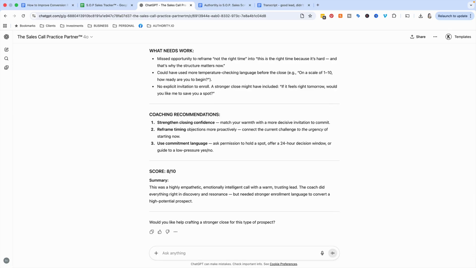Reframe timing objections more proactively. Connect the current challenge to the urgency of starting now, and use commitment language. Ask permission to hold a spot, offer a 24-hour decision window, or guide to a low pressure yes or no. Ultimately, this person was a great lead, they didn't close now.